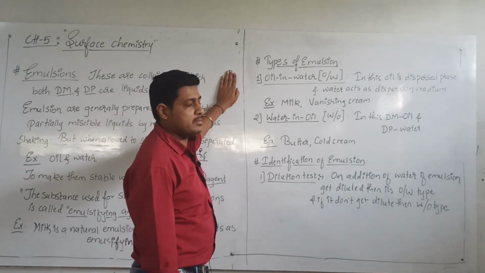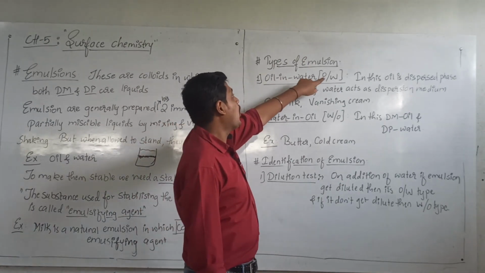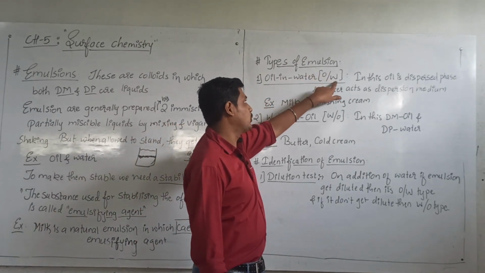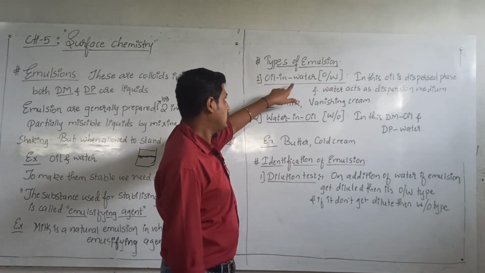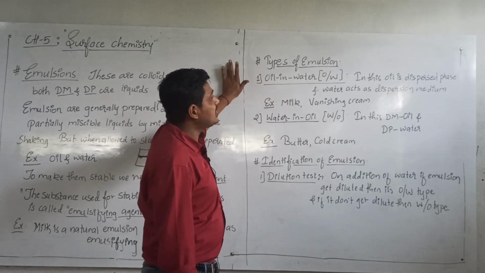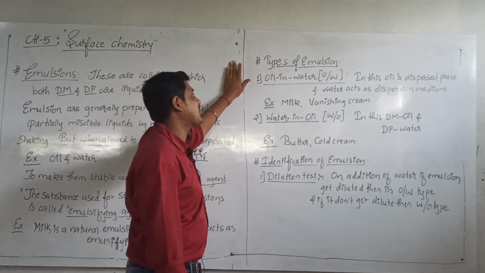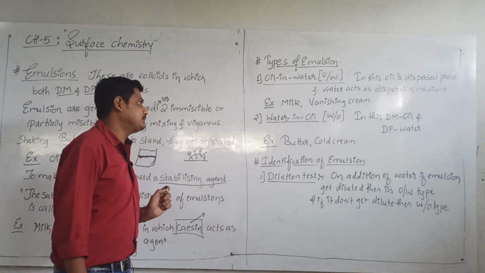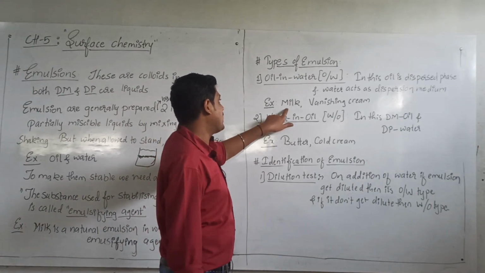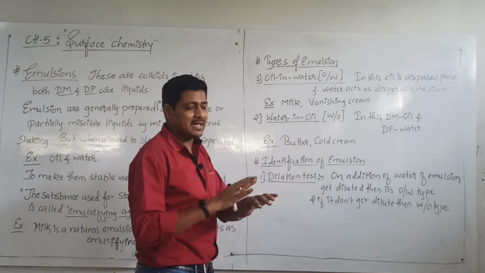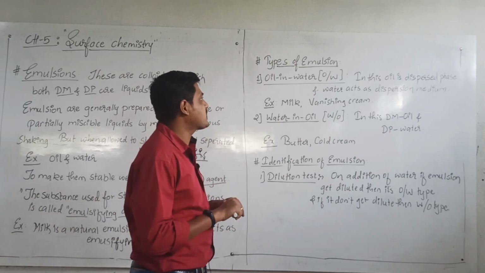There are two types of emulsions. The first one is oil in water, which we indicate as O/W. What are oil in water emulsions? In this, oil acts as the dispersed phase and water acts as the dispersion medium. What are the examples of oil in water? Milk is an example, then vanishing cream, some of the creams that we apply to remove dirt. We call them vanishing creams.